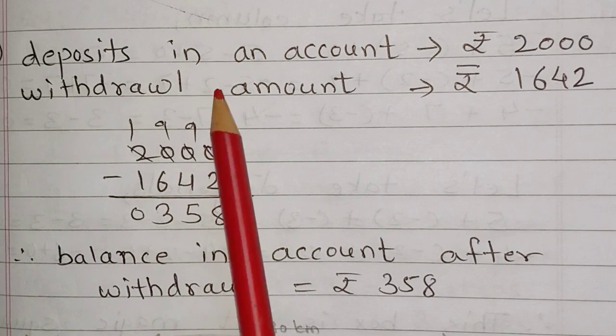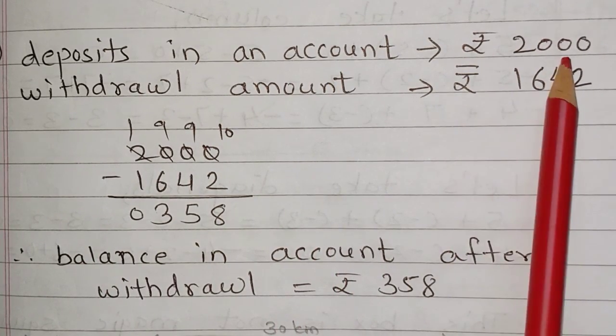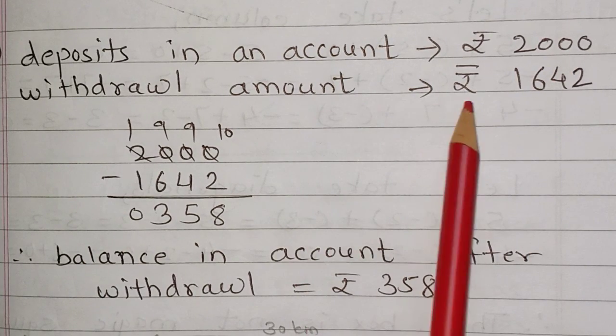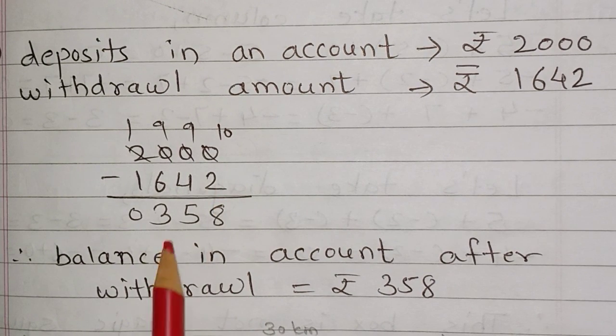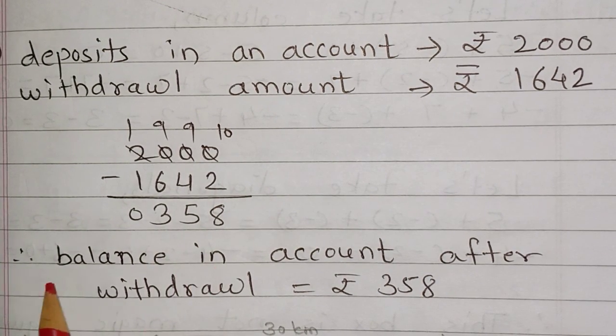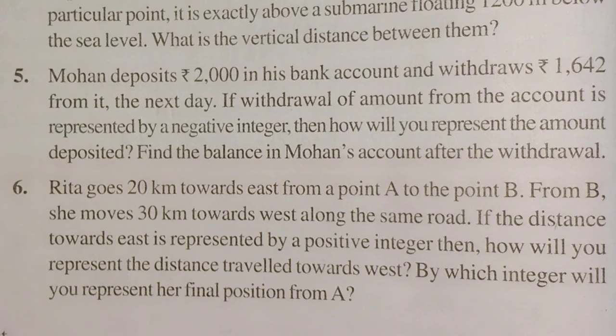Now deposit in the account is rupees 2000. Withdrawal amount is rupees 1642. So if we subtract it, we get the answer 358. Therefore balance in account after withdrawal is rupees 358. Now let's move ahead.